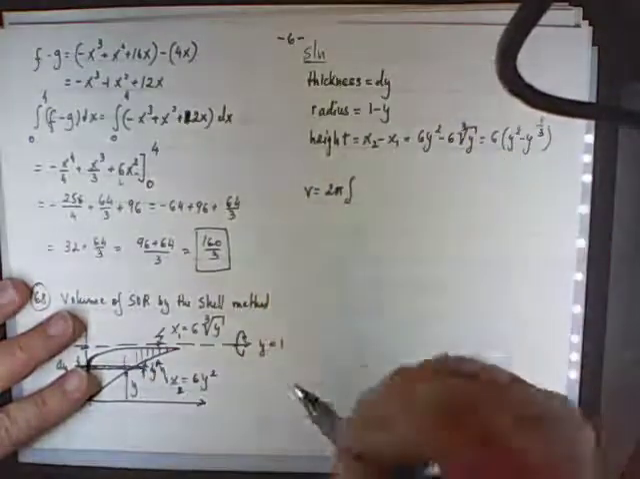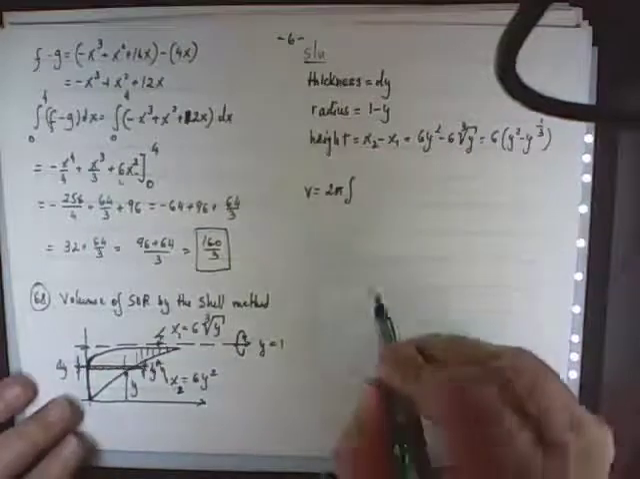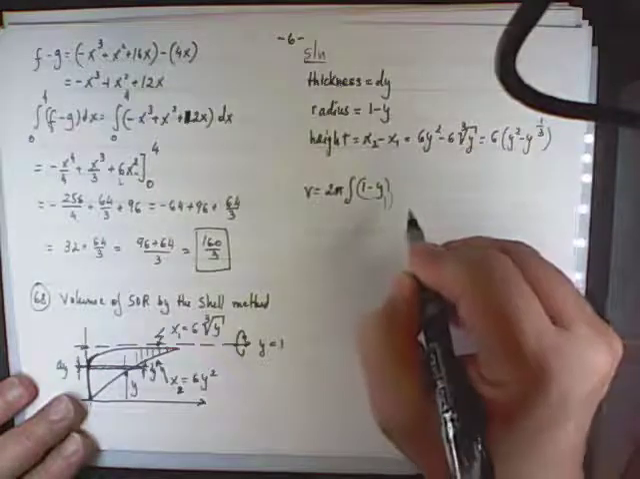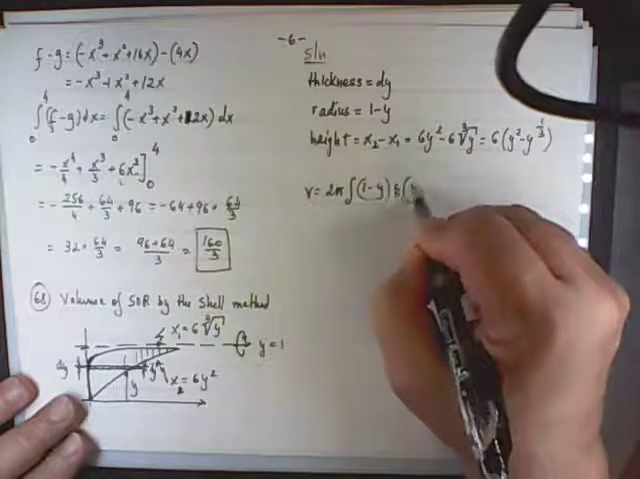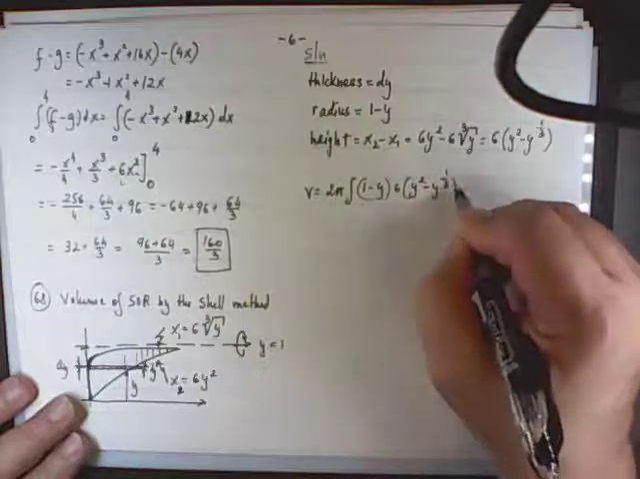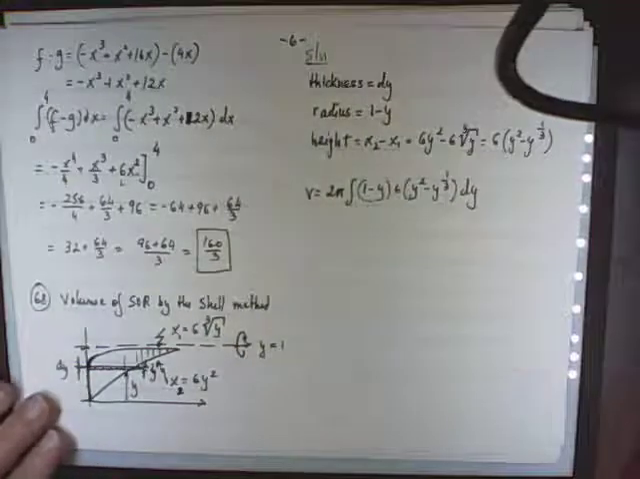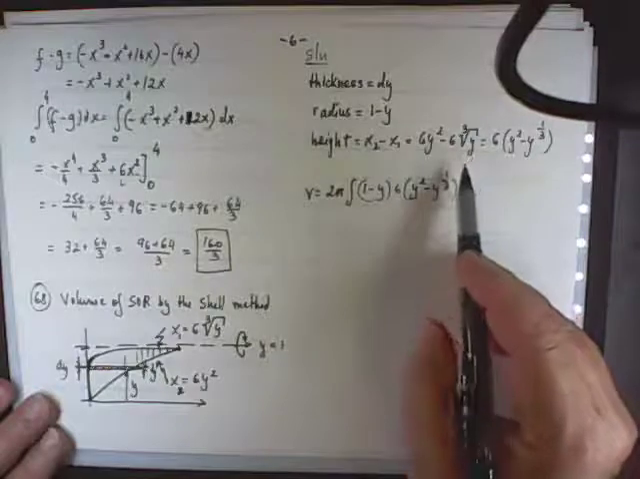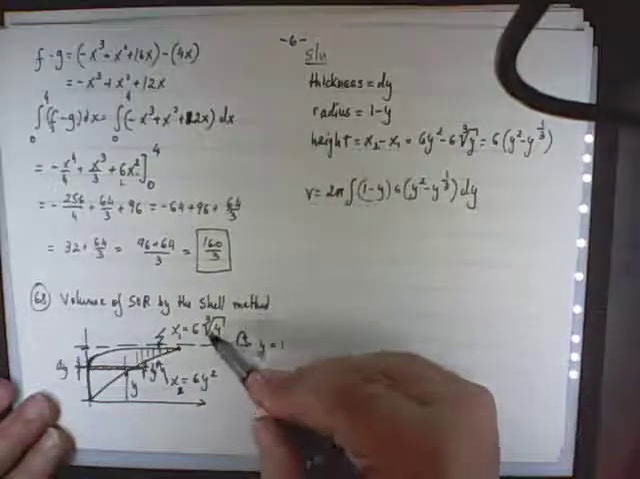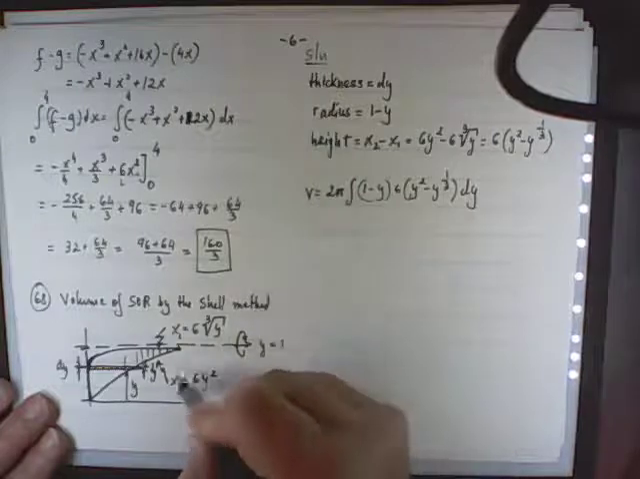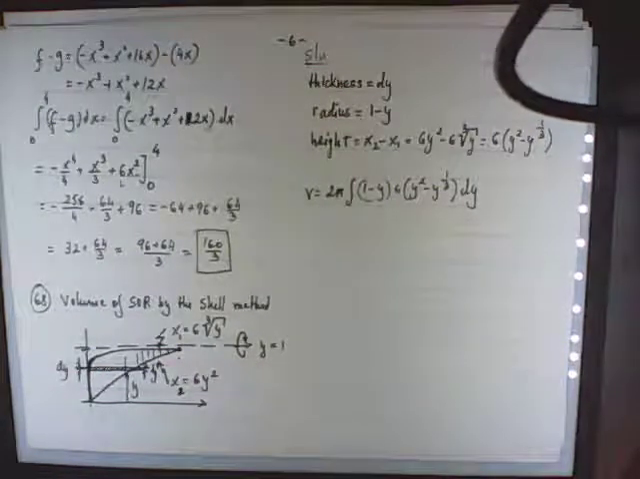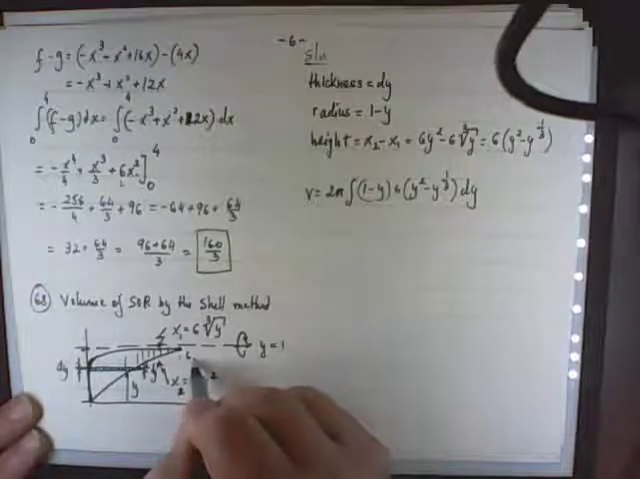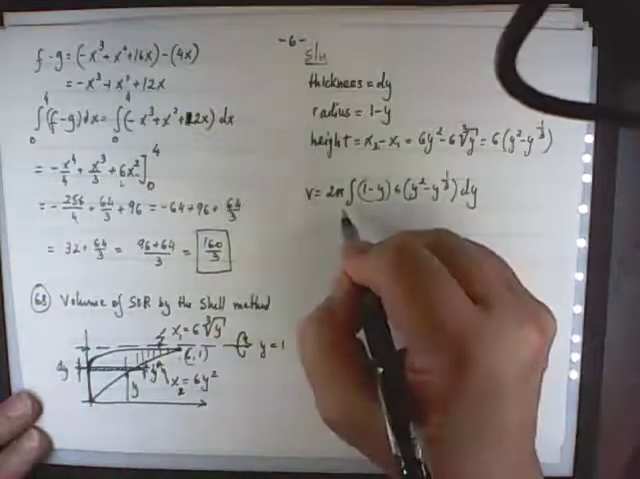the integral, we'll talk about the boundaries in a minute, of 2 pi times the radius, 1 minus y, times the height, 6 times y squared minus y to the 1/3, dy. Boundaries: y will go to where is the intersection here? What happens if y equals 1? If y equals 1, we have 6 equals 6. I don't really care what the value of x is. Well, we know that x equals 6, so this point is 6, 1, and the boundaries will go from 0 to 1.